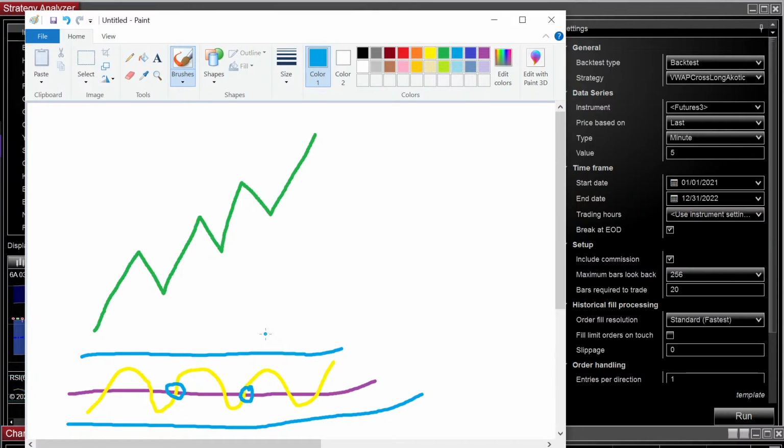Now, if you only took the trigger, it's completely ignoring the type of environment that we're in. Yeah, right now we're in an uptrend, a nice little perfect uptrend, but the market could have easily been in any other state.